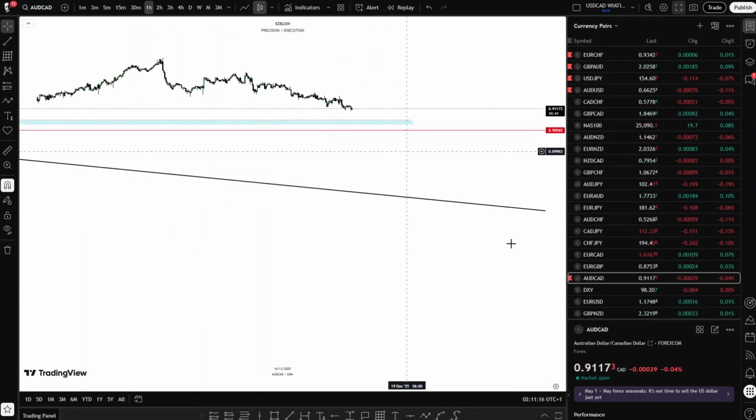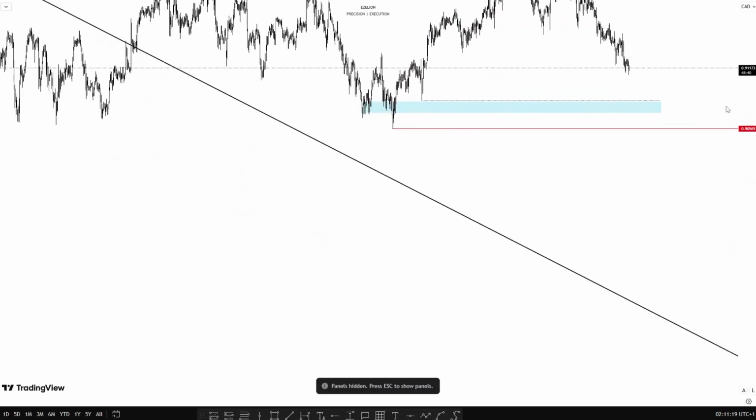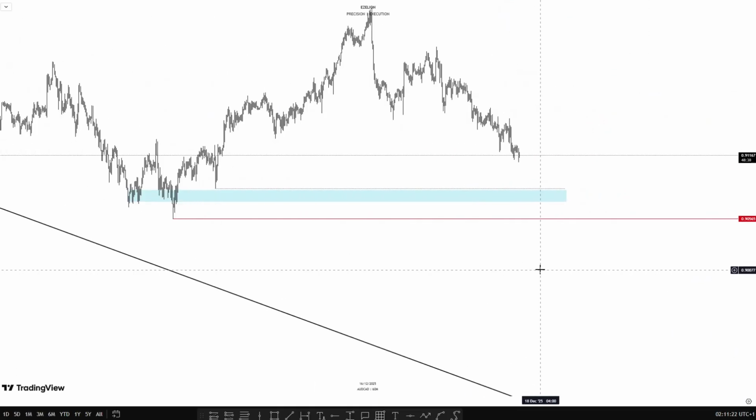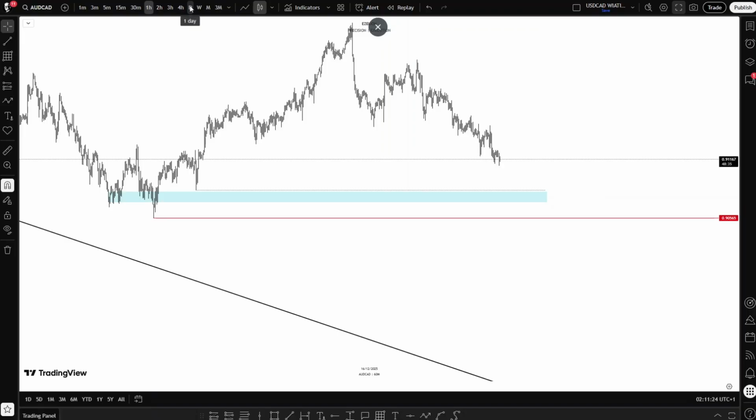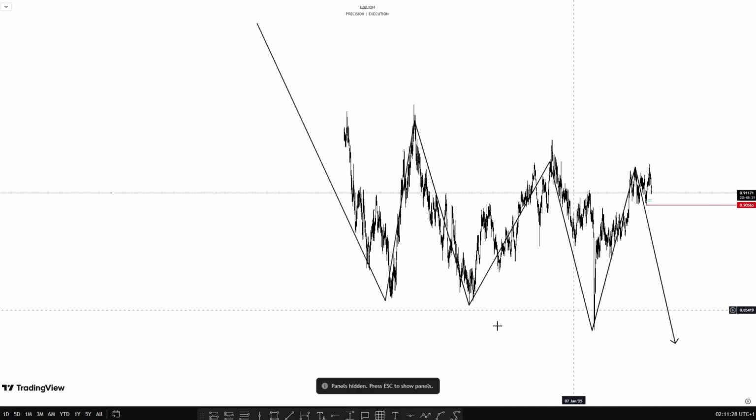Okay, this is a new setup that we are looking to take. Let me try to explain this setup for you now. So how do I generate this setup? This is a 1 hour time frame, so let's go to the daily time frame to see it. This is what I just analyzed.